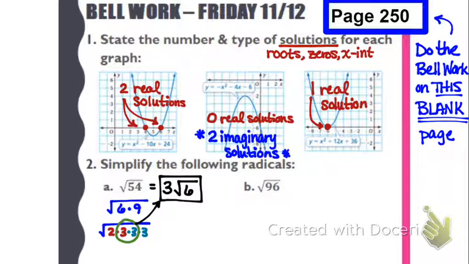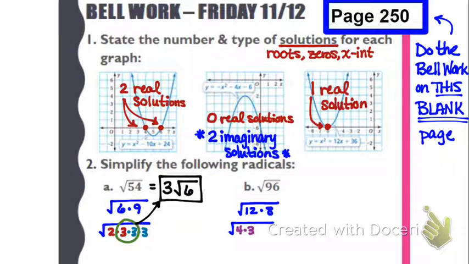96. You said what? 12 and 8, yes. Square root of 12 times 8. Is 12 prime, or can we break it down more? We can break it down. Tell me what goes into 12. 4 and 3. 4 and 3 is the first thing I heard, or you could do 6 and 2. That would be fine. Remember, it doesn't matter how we break these things down. 4 and 3.